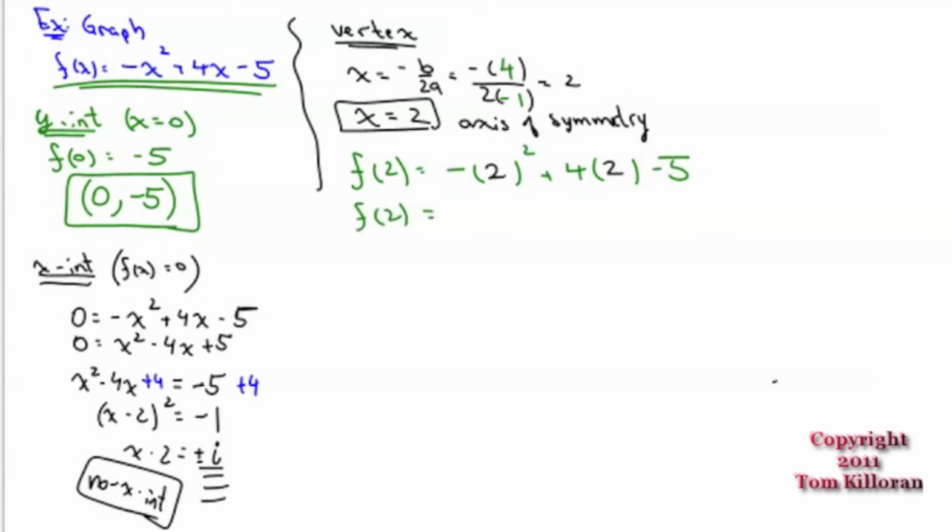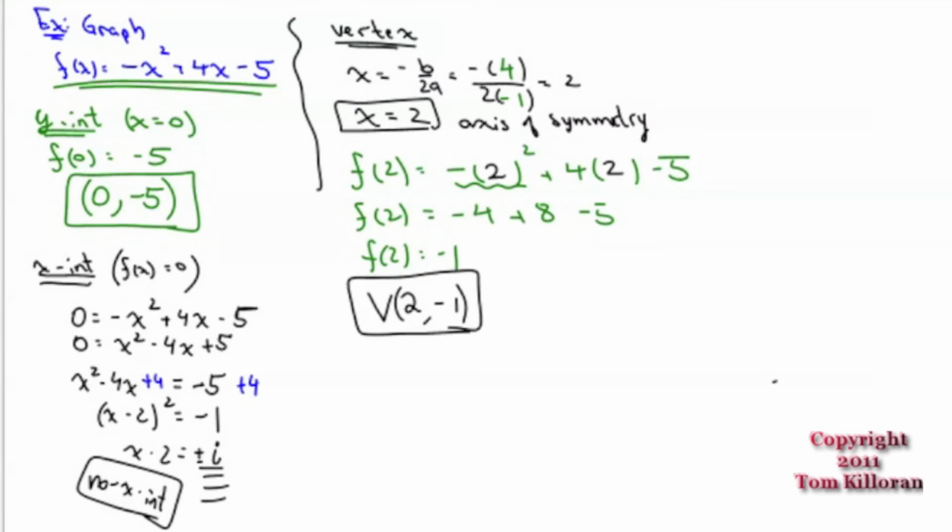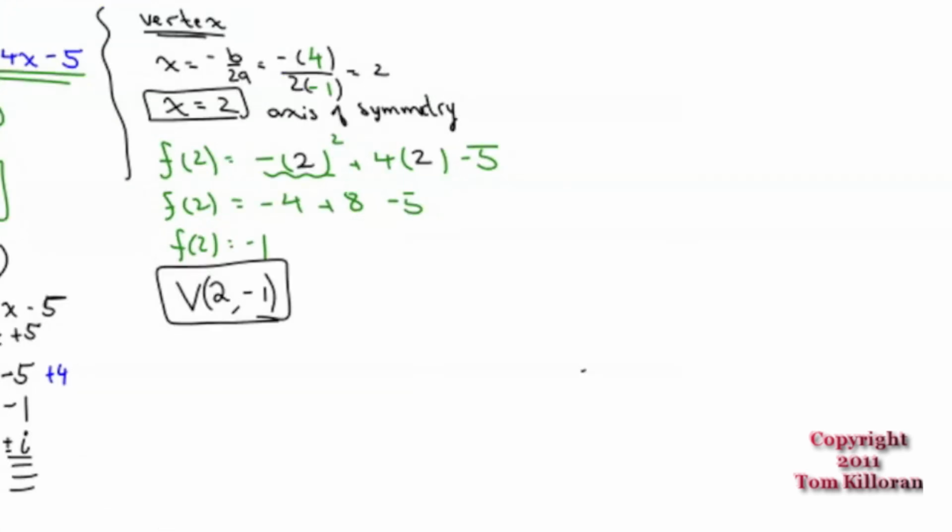Is it -1? This becomes the first piece here. What's this? -4 plus 8 minus 5. So f of 2 is -1. So that means my vertex has a coordinate of 2, -1. I love function notation because the x coordinate is here and the y coordinate is on the other side. So you get 2, -1. There's your vertex. So I have my y-intercept. I found that there were absolutely no x-intercepts, but I did find a vertex.